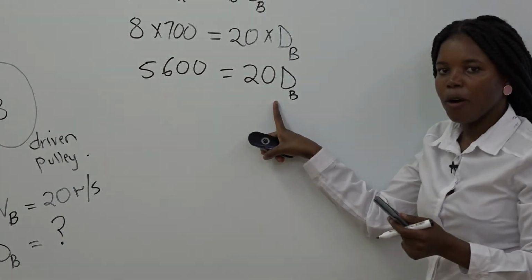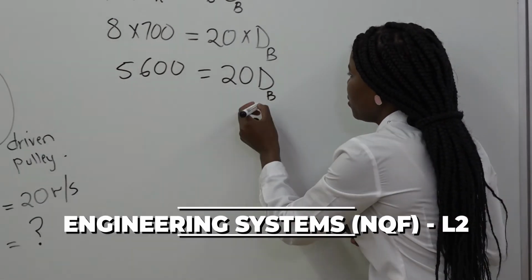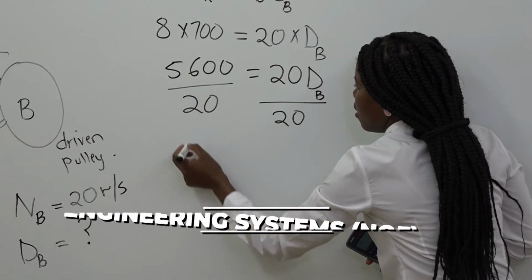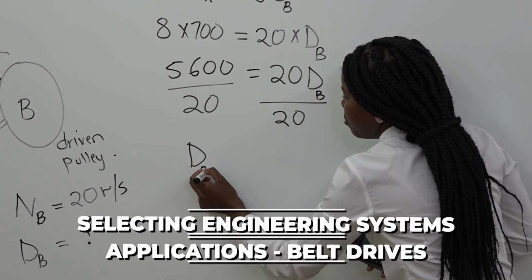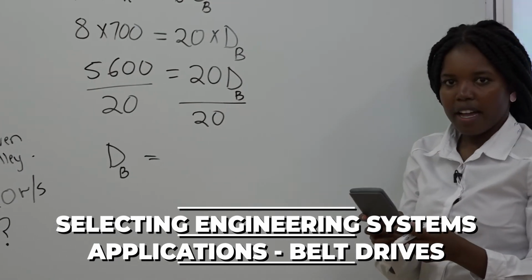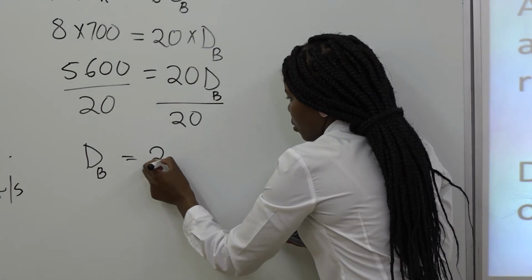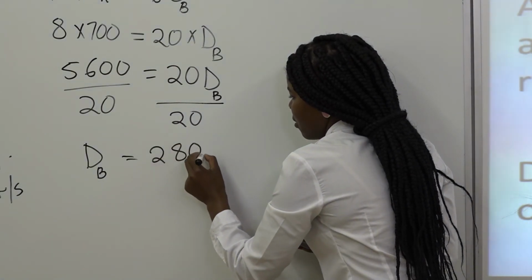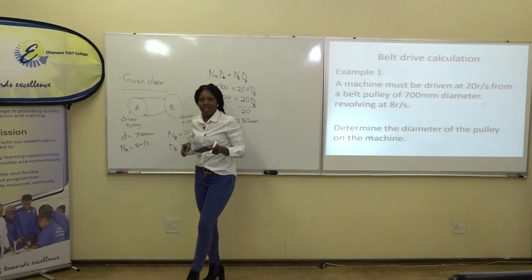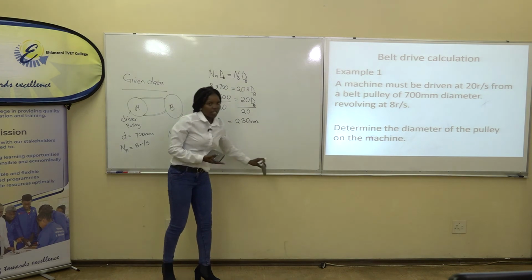Therefore, since we're looking for the diameter of pulley B, we divide both sides by 20, of which the diameter of pulley B is given by 5,600 divided by 20. Therefore, we'll get 280 millimeters. So this is how we calculate a belt drive calculation.